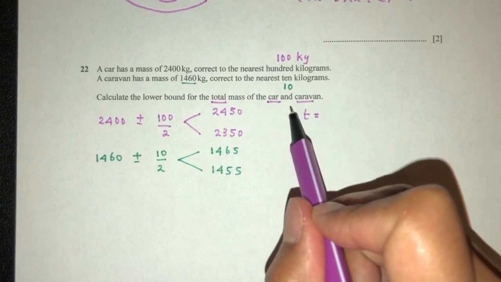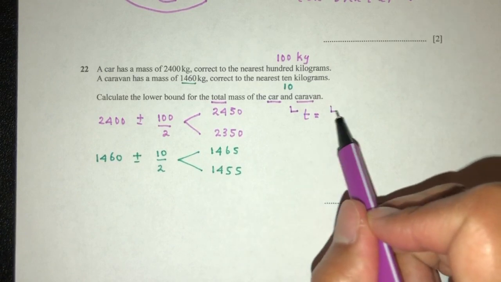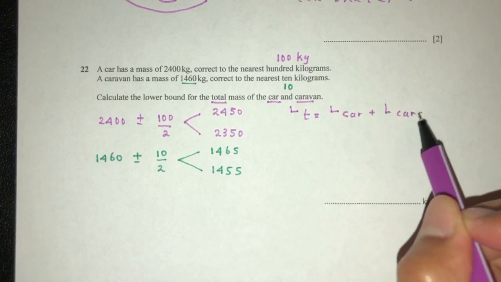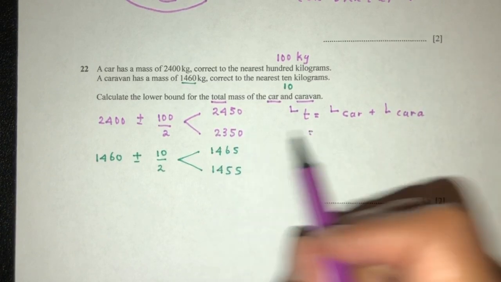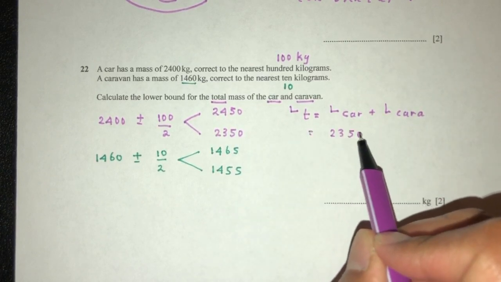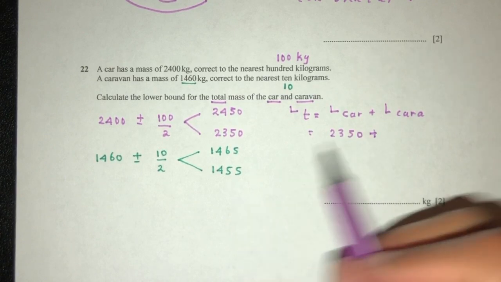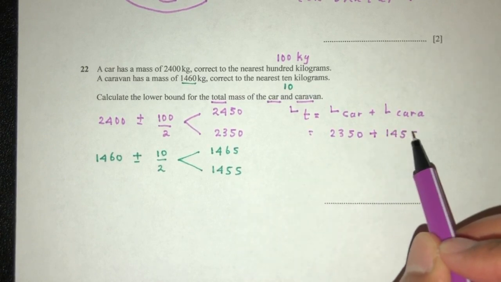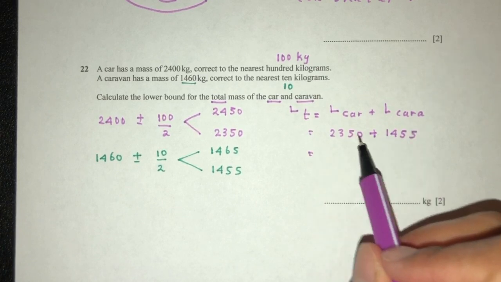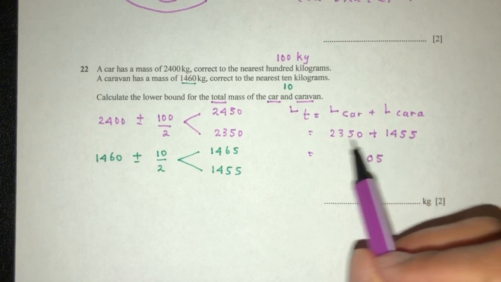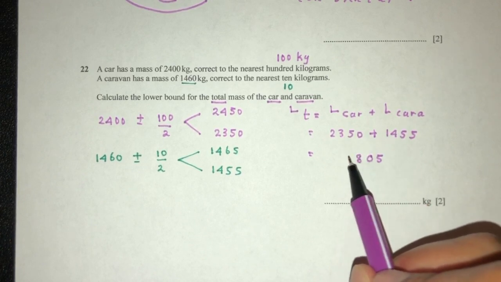But you want to find the lower bound of the total mass. That will be the lower bound of the car plus the lower bound of the caravan. The lower bound is 2350 plus the caravan, which should be 1455. So 5 plus 0 is 5. 5 plus 5 is 10. Then 4 plus this is 7 plus 1, that should be 8, and that should be 3.